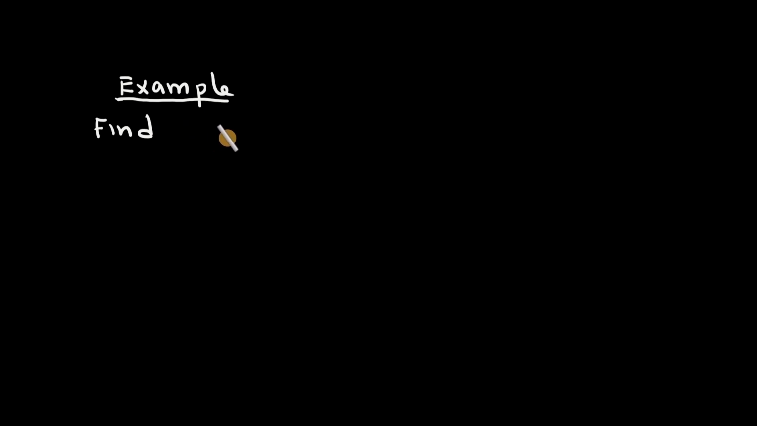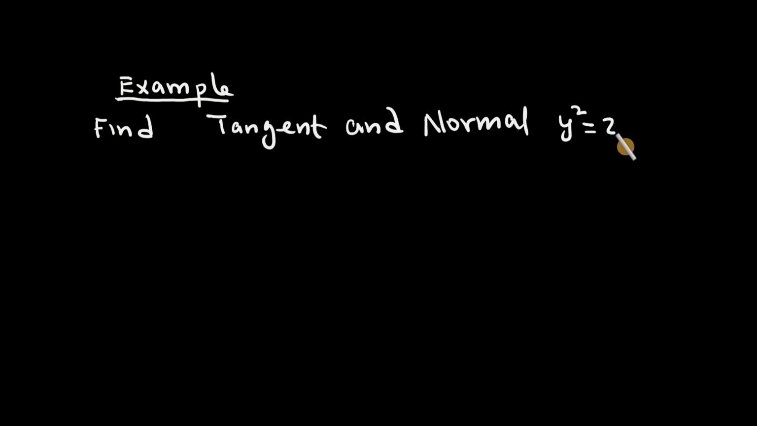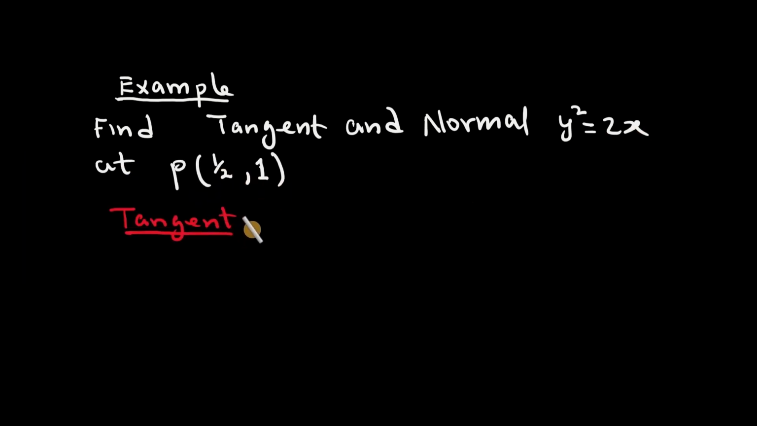Example: find the equation of the tangent and the normal to the parabola y squared equals 2x at the point P with coordinates (half, 1). Tangent. We know the equation of a tangent is given by the formula y minus y1 equals dy/dx times (x minus x1). So we need to look for dy/dx.